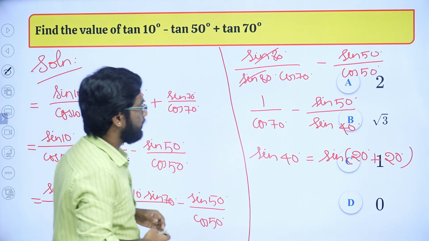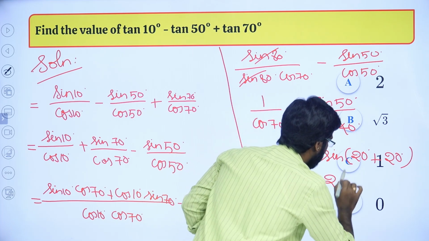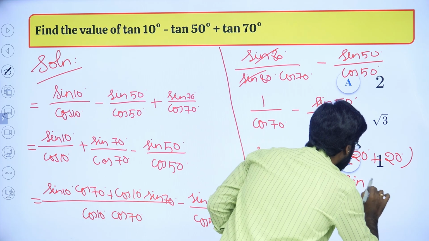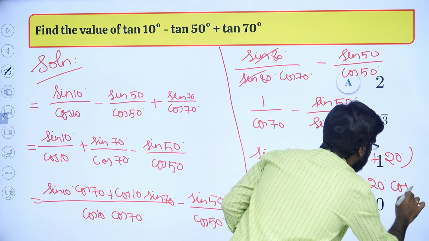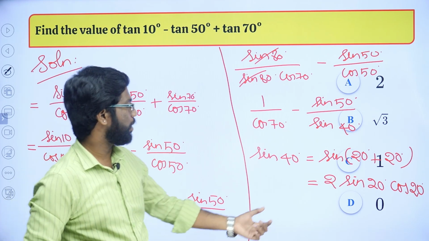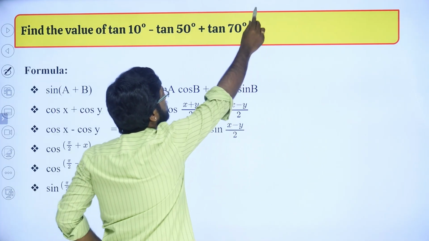I can write like that. So now I can write sin 40 degree as 2 times sin 20 degree cos 20 degree. So now these both values are same, my dear students. Now I am going to apply this term here. I'll do it in the next slide, my dear students.